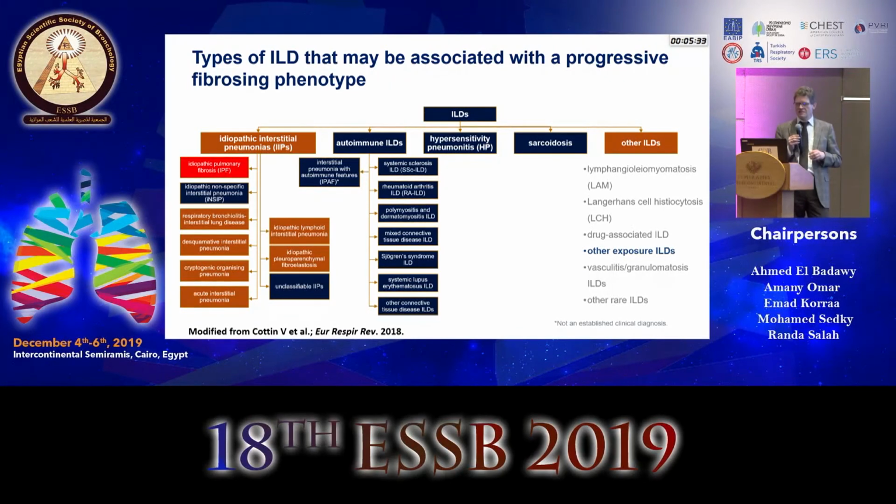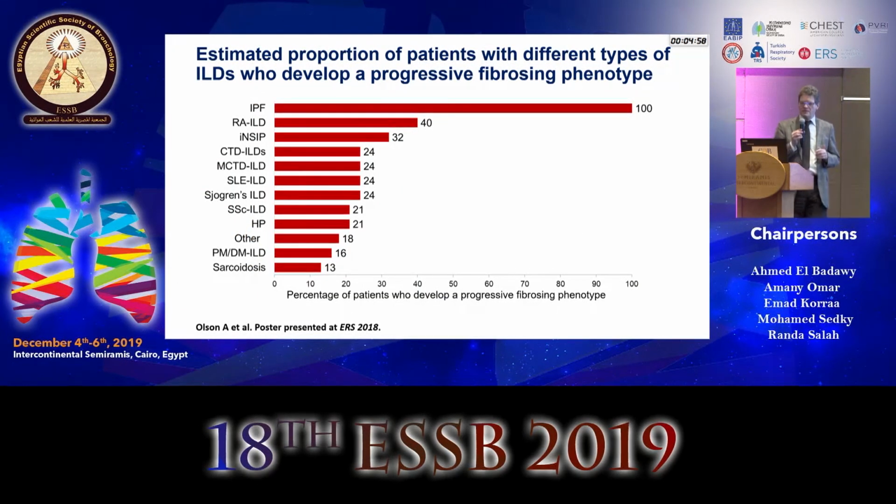Many kinds of interstitial lung disease have the potential to have this progressive fibrosing phenotype, especially hypersensitivity pneumonitis, idiopathic non-specific interstitial pneumonia, but also all kinds of autoimmune ILDs, not only systemic sclerosis associated, especially also interstitial pneumonia with autoimmune features, and exposure ILDs. We have this fibrotic subtype with a poor prognosis. It appears in about 20 to 40% of the patients who have this disease, who have this fibrosing subtype.